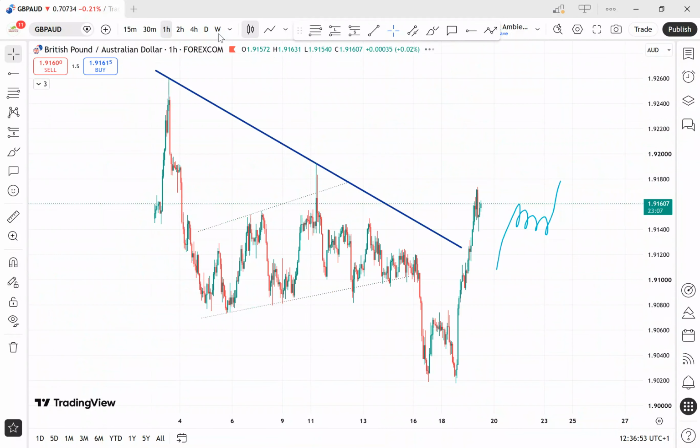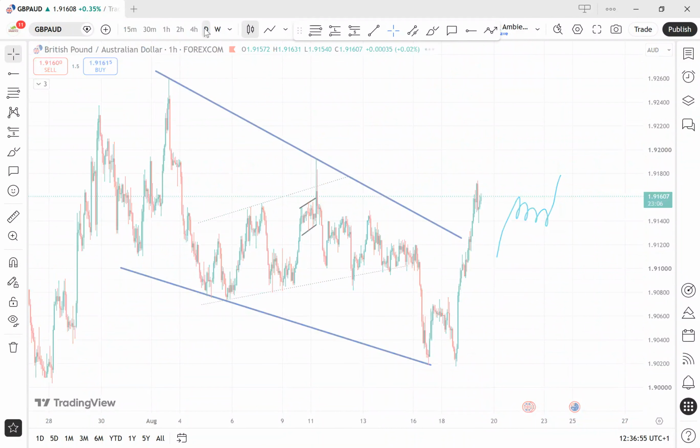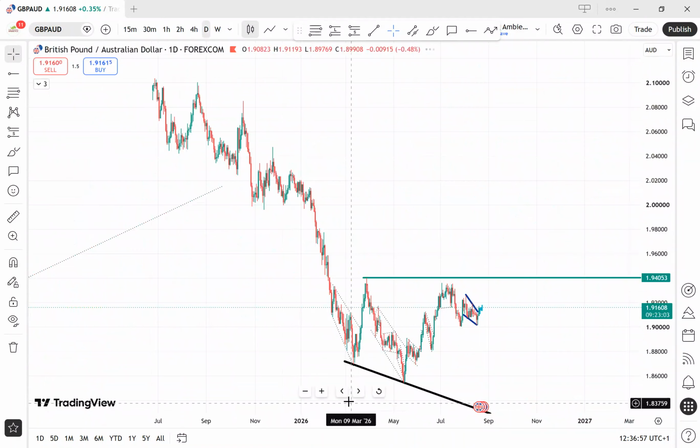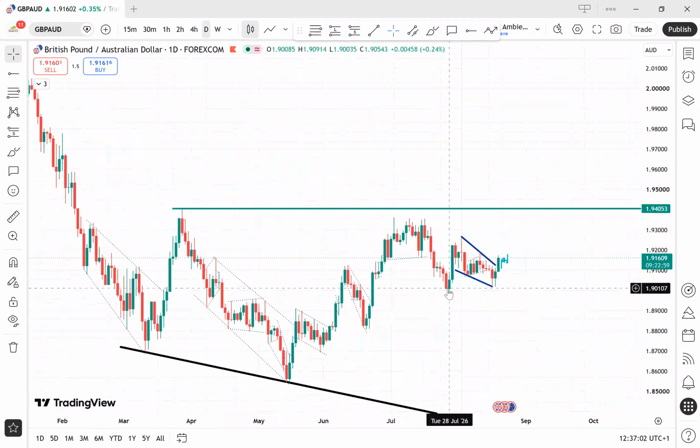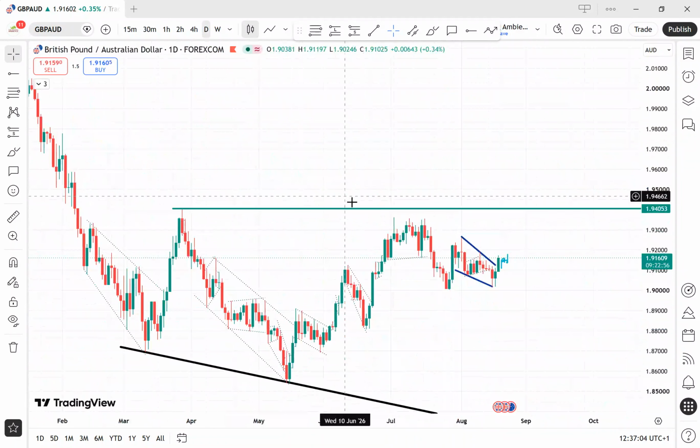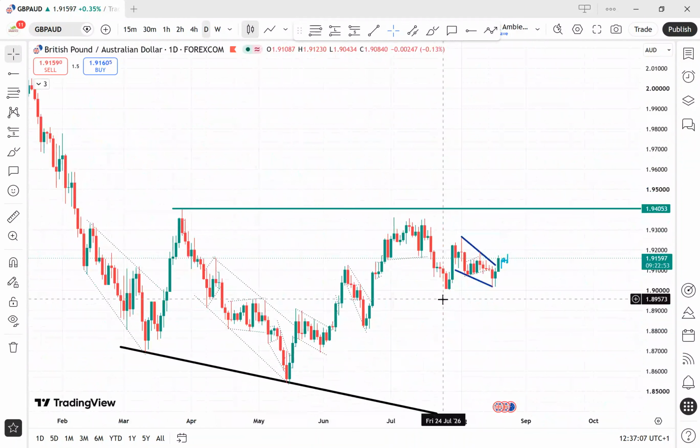So going down again, we have GBP AUD. On GBP AUD, we can see that we have a bullish impulse here, a bullish impulse right here, and the price has been moving sideways right here. So this is a bullish impulse for me, and this is a bullish continuation structure.